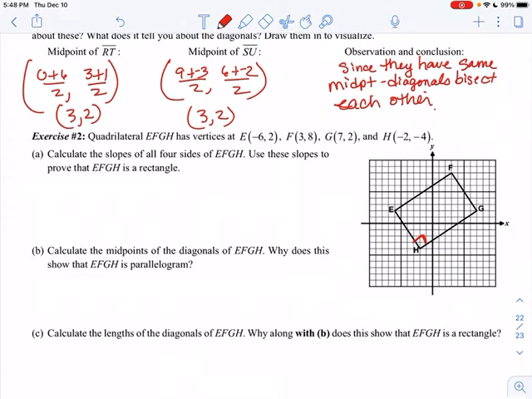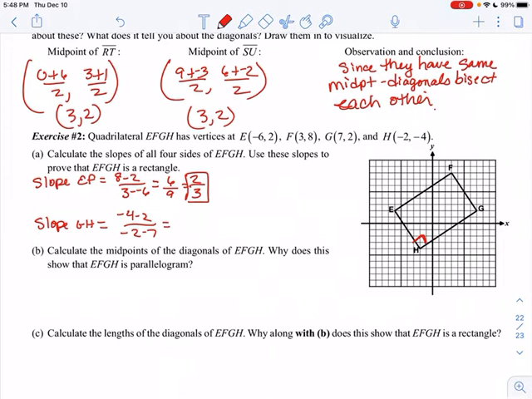Because if it's a right angle, then those lines are perpendicular and the slopes would be negative reciprocals to each other. All right, so I'm going to find the slope of EF. So look at points E and F. Those are the first 2 points. Y minus Y, 8 minus 2, 3 minus negative 6 is 6 over 9, which is 2/3. Then I'm going to find the slope of GH, the third and the fourth point. So it's going to be negative 4 minus 2, negative 2 minus 7, negative 6 over negative 9, which is again 2/3. All right, so far so good. The top and the bottom have the same slope.